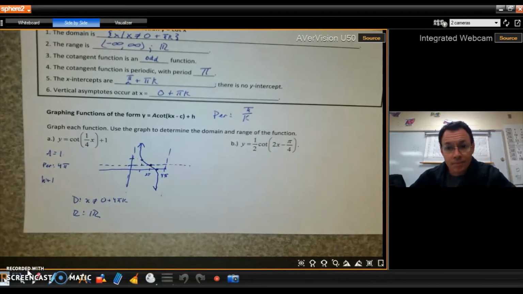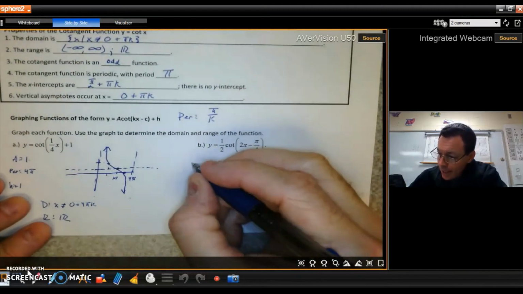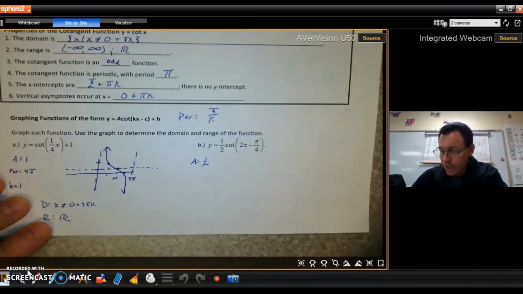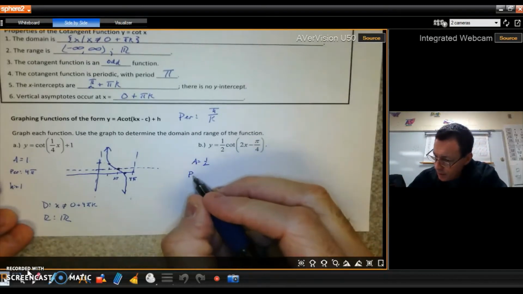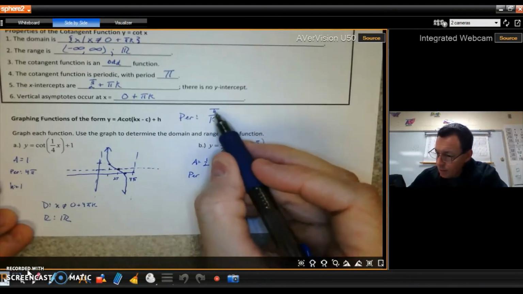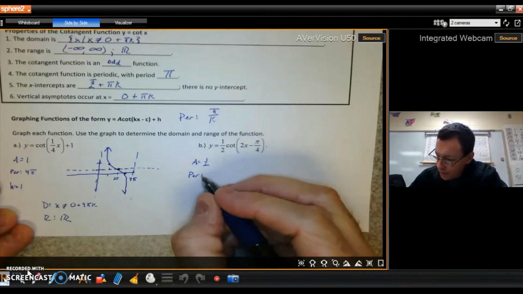All right, look at B. Cotangent. Amplitude is 1/2. So our graph's going to get squished a little bit. Period is pi over k, so pi over 2.